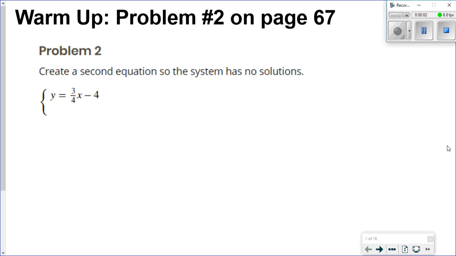Open up your workbooks to page 67, and let's take a look at problem number 2 today for our warm-up. Problem number 2 asks you to create a second equation so that you are creating a system that has no solutions. Let's think back to one of our previous lessons where we looked at graphs of equations with no solutions.